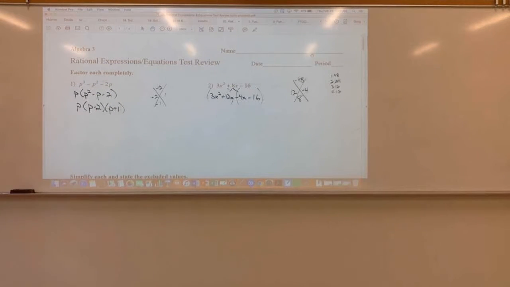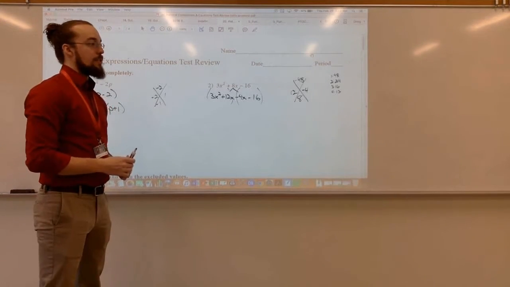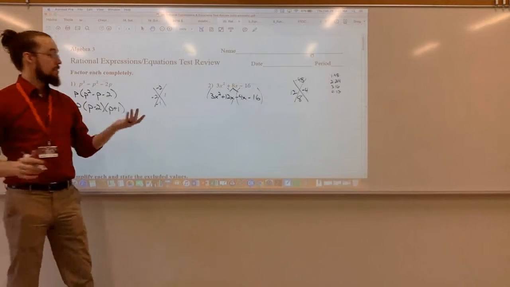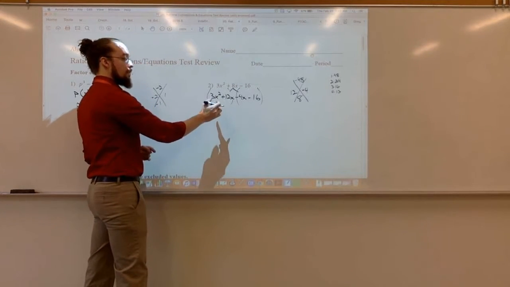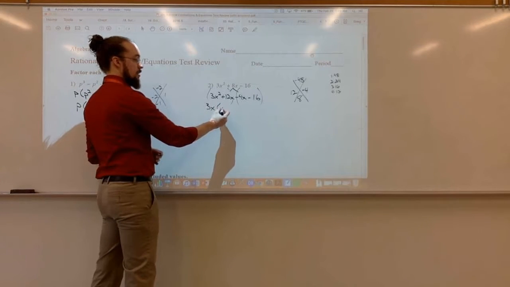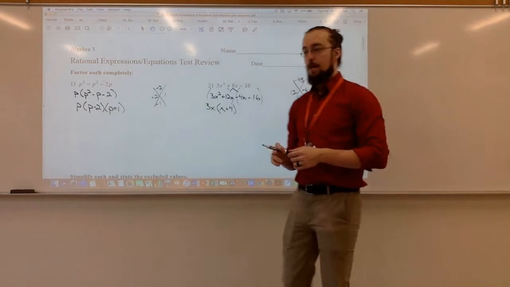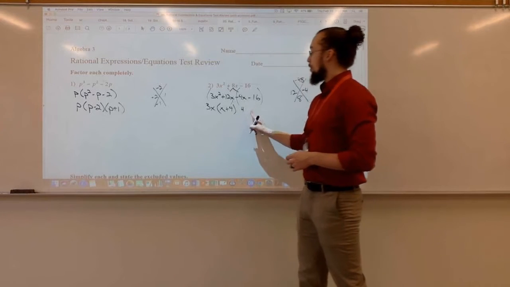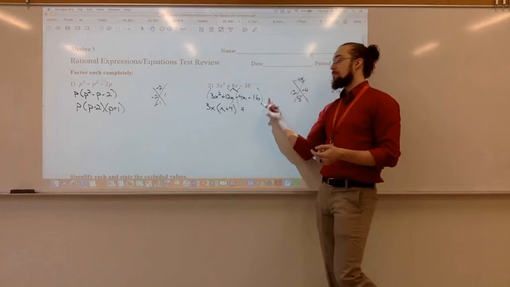So between 3x squared and 12x, what GCF can I take out? 3. Alright, sweet. 3x. Yeah, so I can take a 3x. What am I left with then? X plus 4. And then I've got negative 4x minus 16. So if we take out a positive 4, I would be left with negative x minus 4.